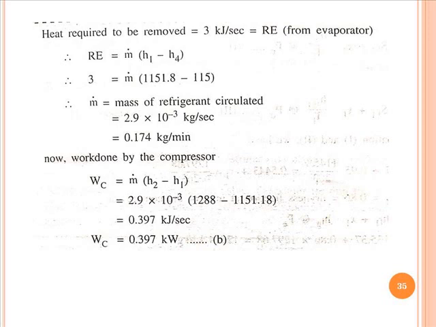And the work done by the compressor, WC, is m dot into H2 minus H1, and that value is 0.397 kilowatt. Friends, in this way we have to solve other problems related to the simple VCR cycle.